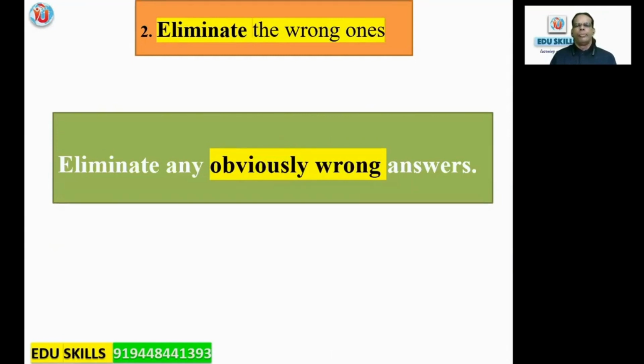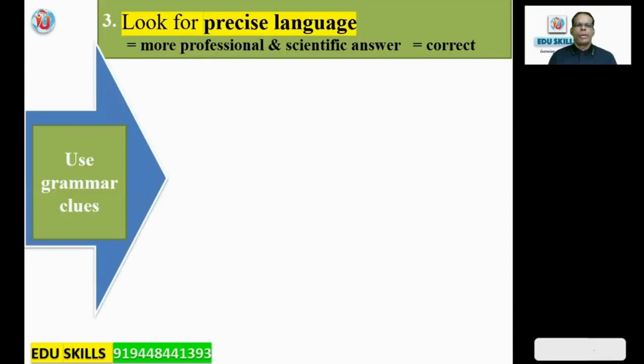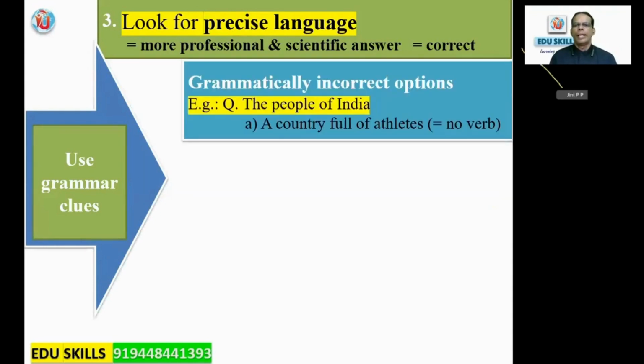So definitely you can eliminate obviously wrong answers in the very beginning. The second step. And the third step is look for precise language, more professional and scientific answer. That will be correct. It means you have to use grammar clues. For example, grammatically incorrect options.